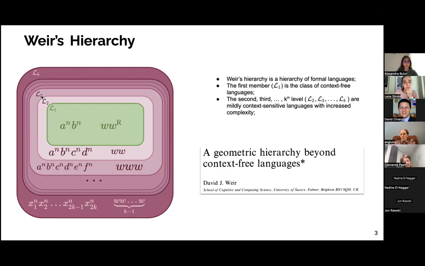And as you go up, you go to L3, which, as you could have guessed, contains a to the n, b to the n, c to the n, d to the n, e to the n, f to the n, and the double copy language. And so on. And at level k, you have, as an example of languages, x1 to the n, x2 to the n, until xk to the n, and the k minus 1 copy language. And each of these levels is enclosed in the next level in the hierarchy.